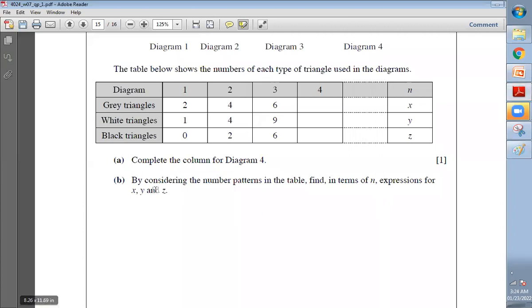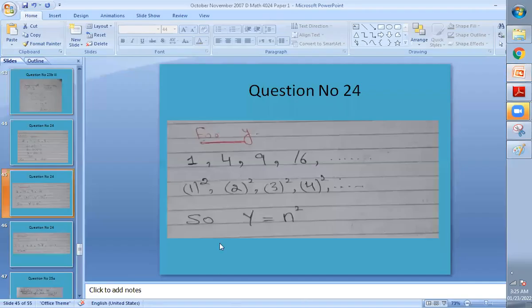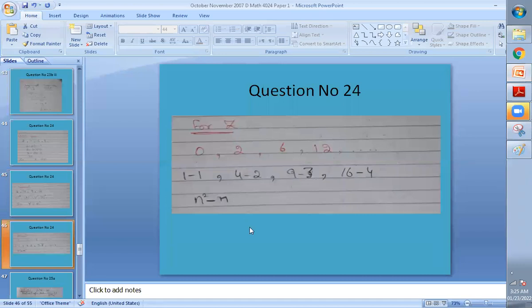Then they want us to find the value of the z. 0, 2, 4. Okay. So for the z, 0, 2, 6, 12. 0 is 1 minus 1, 2 is 4 minus 2, 6 is 9 minus 3, 12 is 16 minus 4. So this first is n square and minus n. So the formula will be n square minus n.